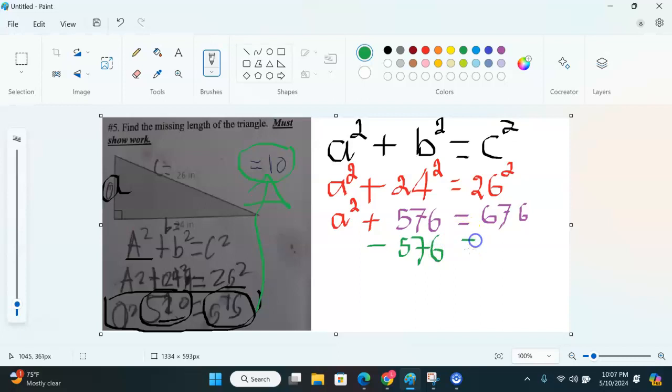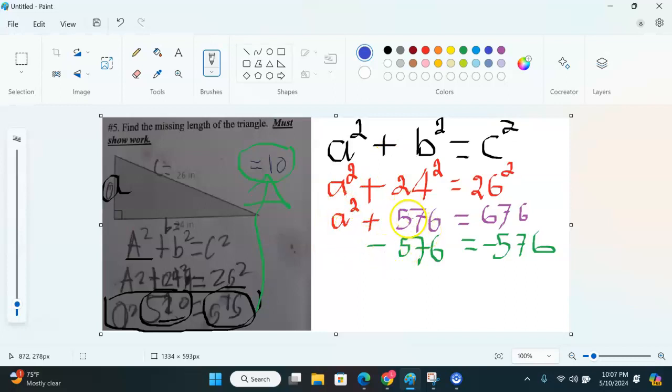Okay, remember I say both sides of the equation. Whatever you do to one side of the equation, you're going to do the same thing to the other side. And that right there is called inverse operation. Why am I doing the inverse operation? Because I want to get the a squared by itself. I want to get the a squared alone.